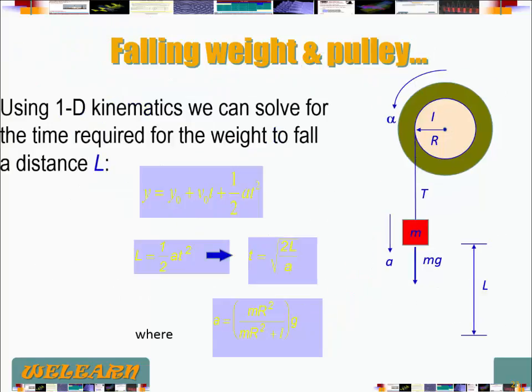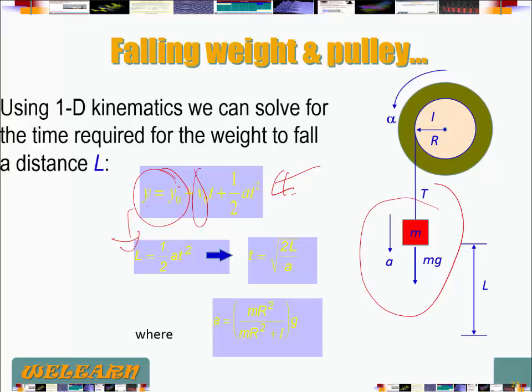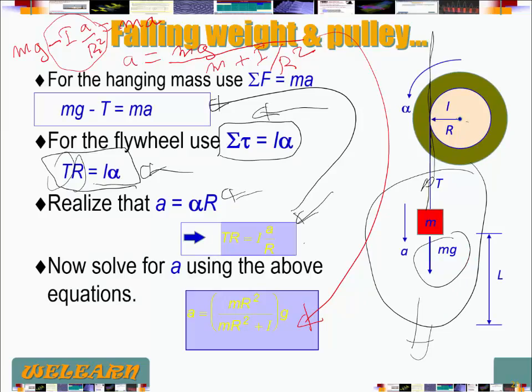To find t, we just use kinematics for this mass. So the displacement equation, y is equal to y0 plus v naught t plus 1/2 of a t squared. In our case, our displacement, y minus y0, is L. We don't have an initial velocity since it starts from rest. So my expression becomes 1/2 of a t squared. So solving for t, t is the square root of 2L over a, and using the expression of the acceleration from the previous part from here. That solves our problem.